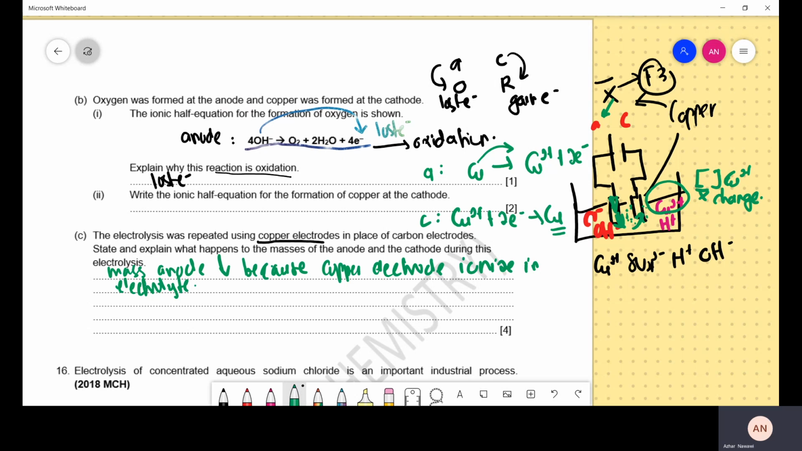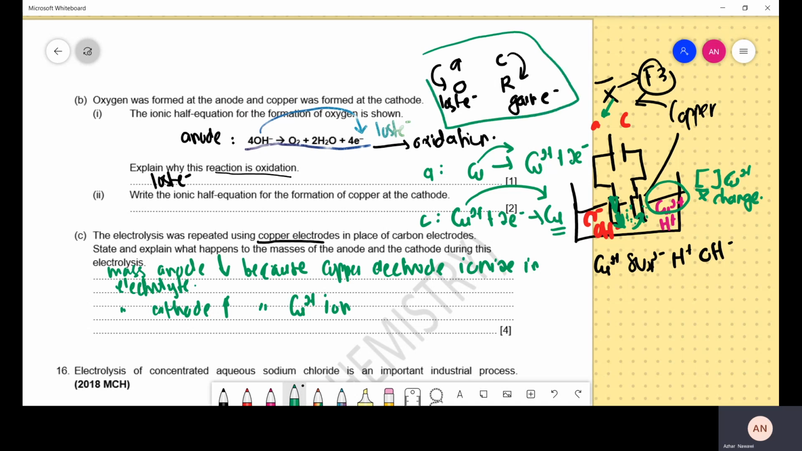Okay, what happened to the cathode? Mass of cathode increases. Check back your half equation. That's why half equations are very important. They will help you go from liquid to solid, because of the Cu2+ ion. We check back the rule from just now.